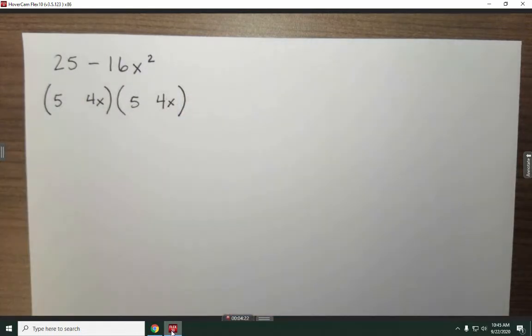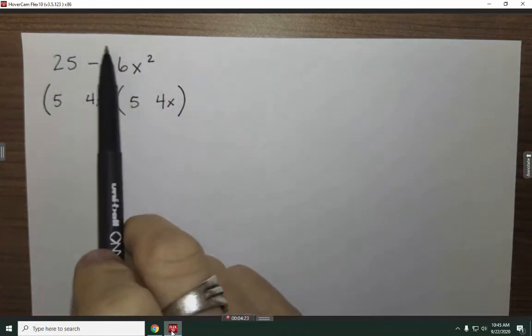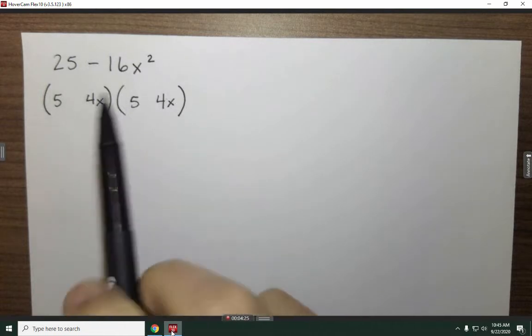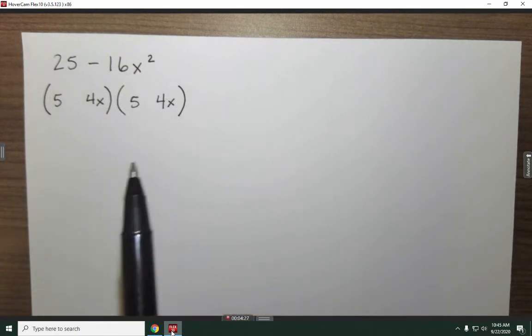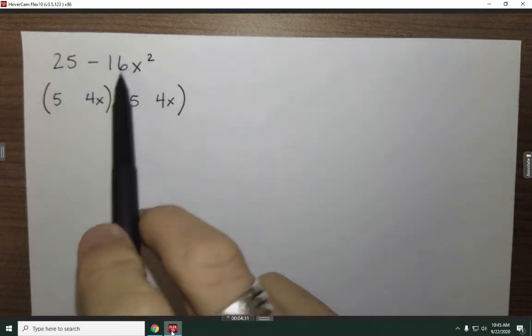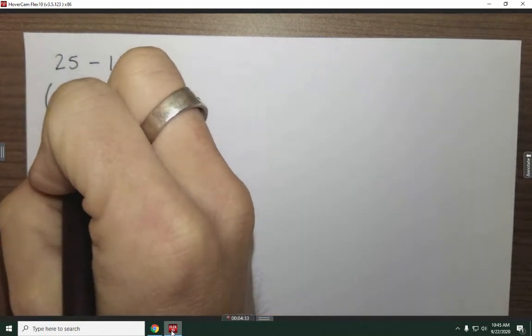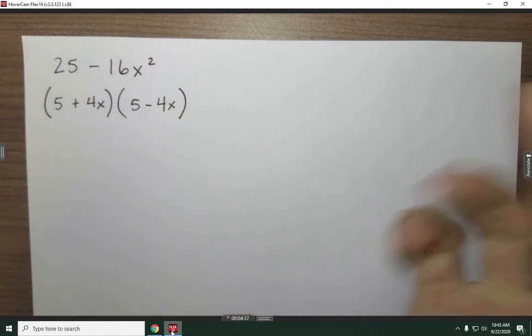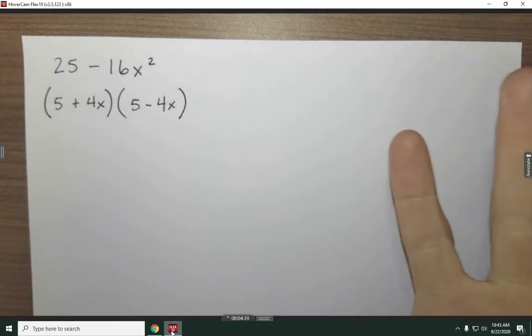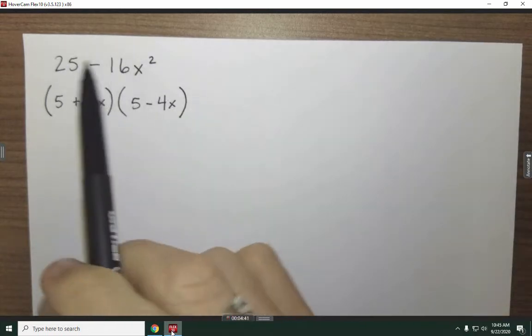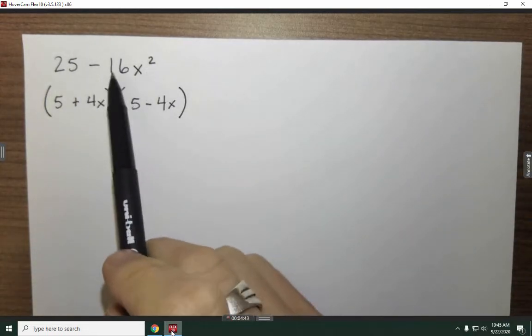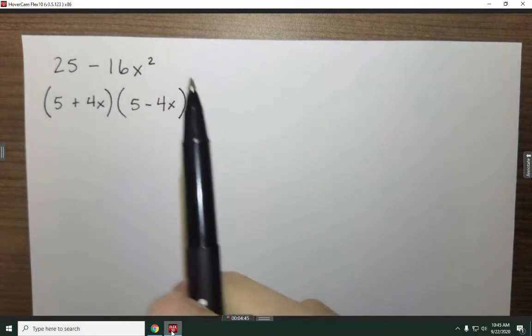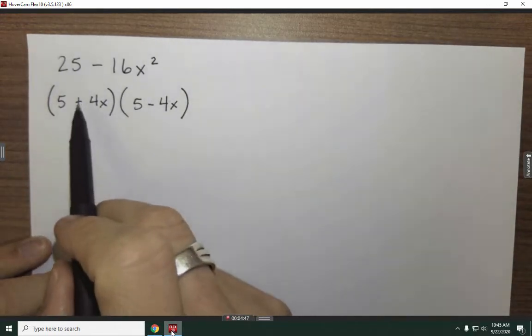Now, we have to think about this. To make a negative 16, we need a positive times a negative to give us a negative product. So this has to be plus and negative. And now you might tell me, hey, Mr. Moore, normally we have a middle term in here. We have this constant, which is normally in the back. We have this term, which is normally in the front. So let's look at how we got here.